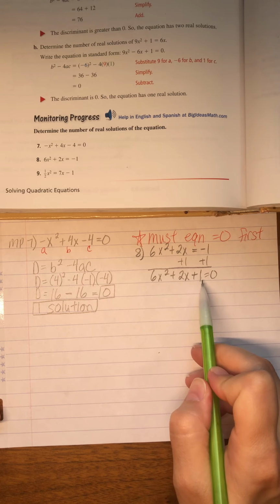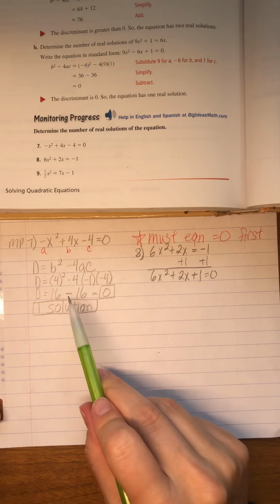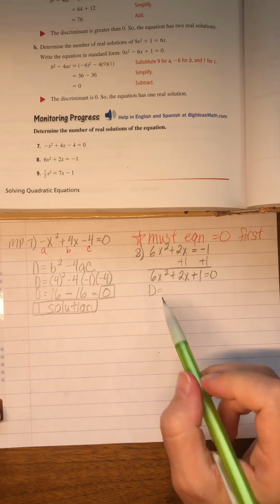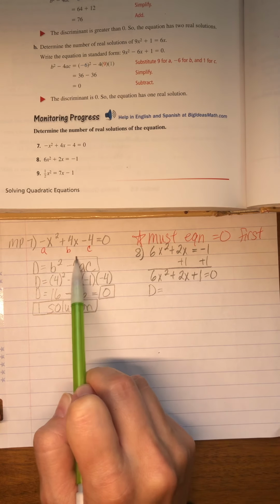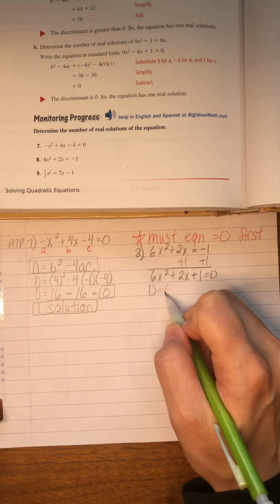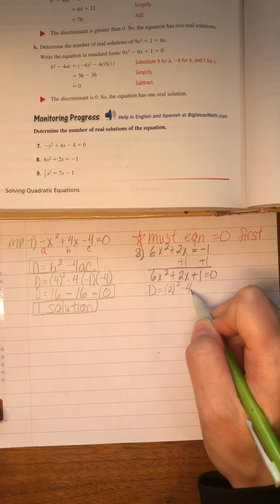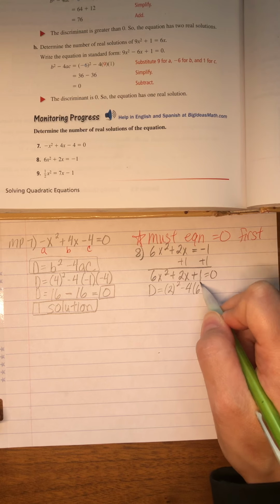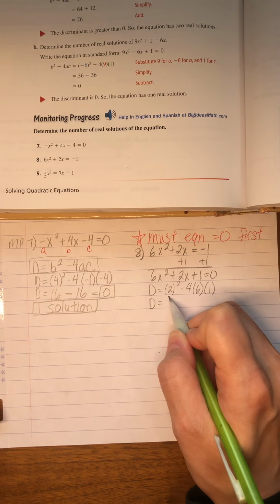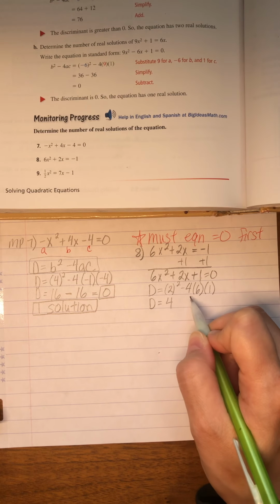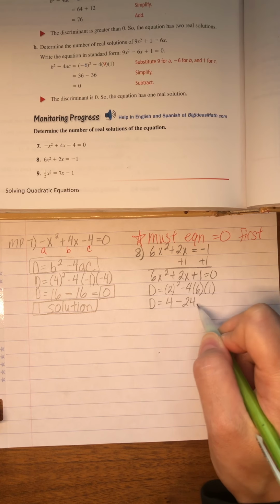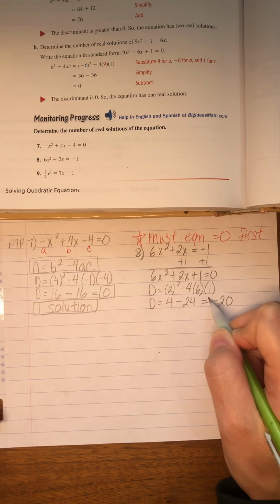Here's our A, B, and C. Let's plug it into the discriminant formula and find the discriminant. We're going to do B squared minus 4AC. So we want 2 squared minus 4 times our A, which is 6, times our C, which is 1. Let's simplify. I get 4, then negative 4 times 6 times 1, that's negative 24. And when I subtract here, I get negative 20.